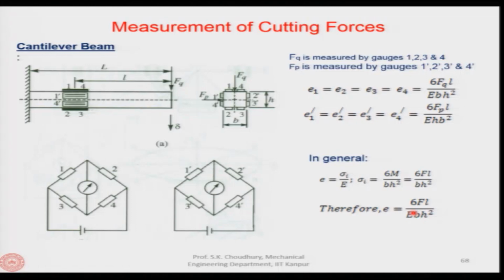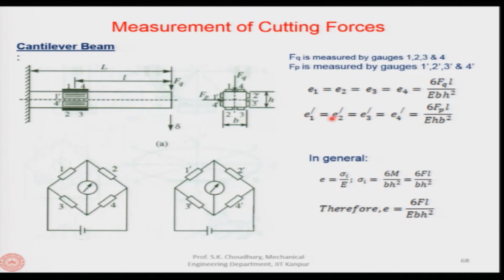So, therefore, the strain that we are getting will be 6 F L divided by E b into h square in general. Now, if we are measuring E1, E2, E3 and E4, since they will sense the Fq, this F will be Fq here. So, 6 FqL, where L is the length, divided by E b into h square. So, b and h will be in this.